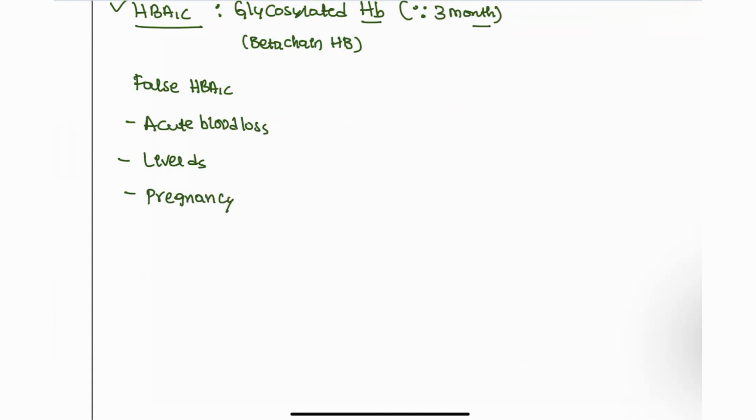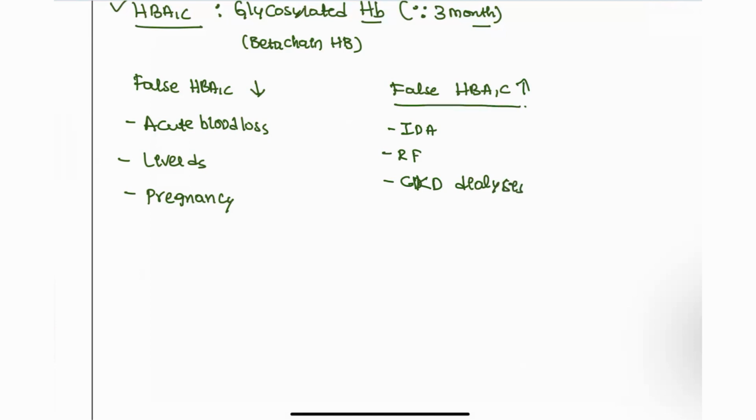Okay, this is also seen. And false HbA1c which is low. Okay, then some false elevations are also seen. False HbA1c which is elevated. So in which patients are we going to see this? Those with iron deficiency anemia, those suffering from renal failure, and also CKD patients, those on dialysis. Okay, these conditions will show a falsely raised HbA1c, and these conditions a falsely lower value.